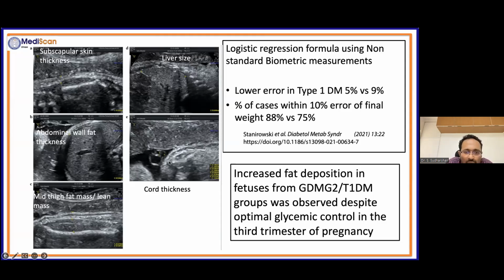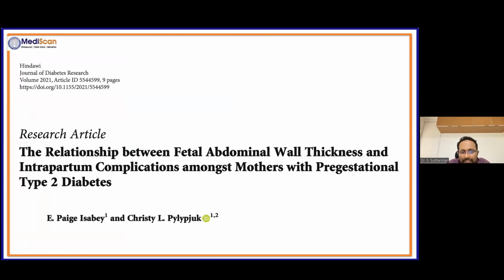If you have to do these measurements of the liver size, the subscapular skin thickness and abdominal wall fat thickness in all these babies, it may be difficult. But if we take a subgroup of babies which are growing above the 95th centile or above the 90th centile, and we add these parameters and are able to give a better prediction, then that may be the way to go.